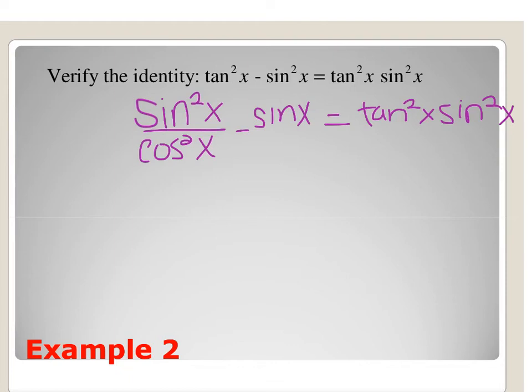Now, in order to get 2 fractions into 1, I've got to give sine squared over 1 the same denominator as the one on the left, which means I have to multiply both the top and the bottom here by cosine squared x.